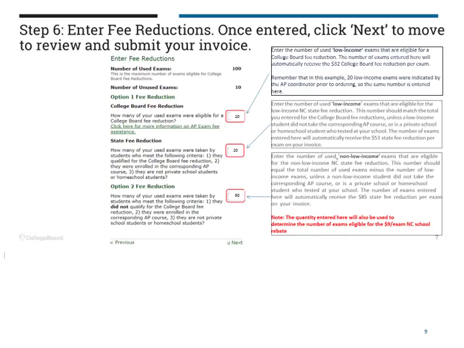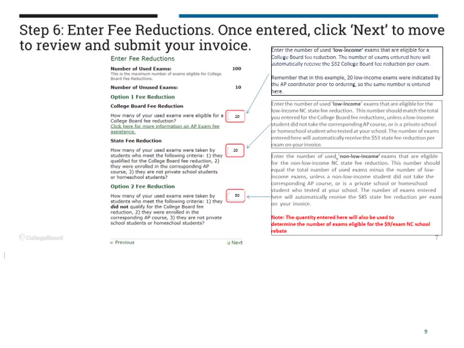All right, and then the last box on this page is where you will enter the number of used non-low income exams that are eligible for the state to pay. So out of this example, there were 100 used exams, 20 had a fee reduction, so that left 80 that did not. So basically you're just going to subtract the number of fee reductions you had from the whole to get the option 2 fee reduction. So this is for all of the kids who did not qualify for the College Board fee reduction, but again, the state is going to cover that cost.